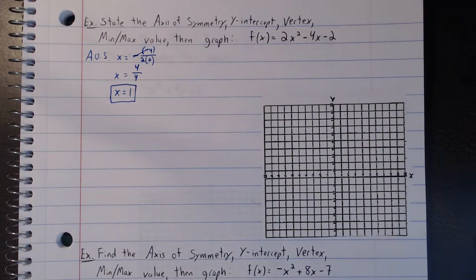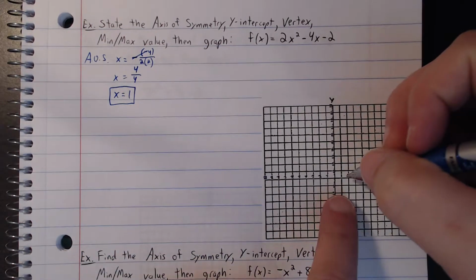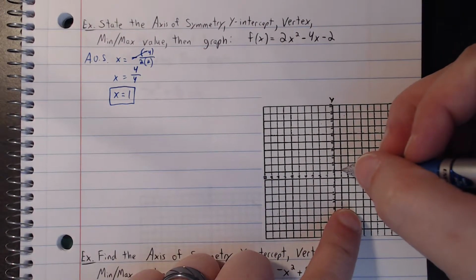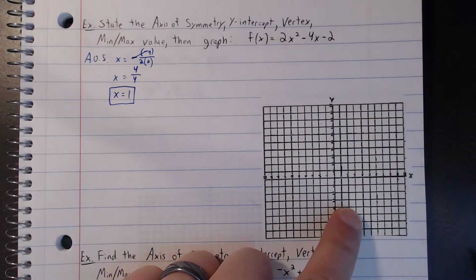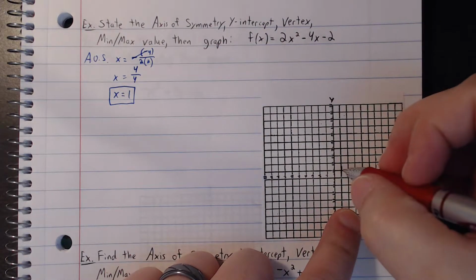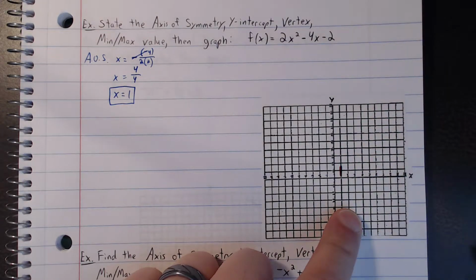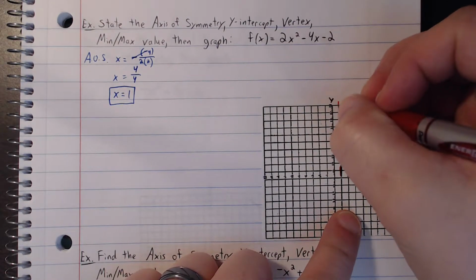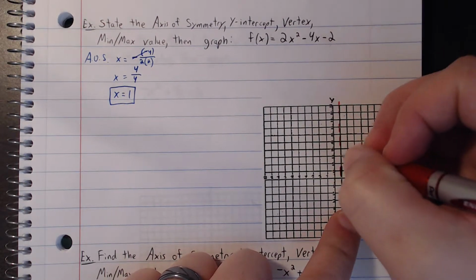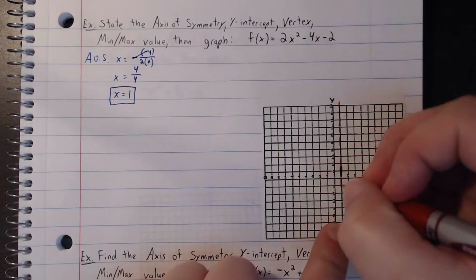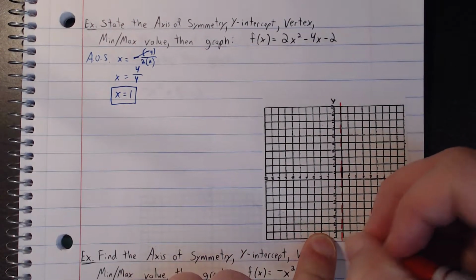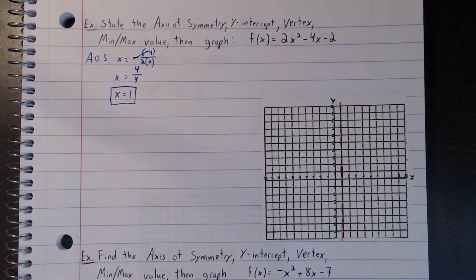Now I'm going to go over to my graph and graph that. It said x equals 1, so I'm going to go to my x value. Let's do that in a different color so we can see it better. I'm going to go to 1 on our coordinate plane and draw a vertical line at 1. Okay, there's our axis of symmetry.